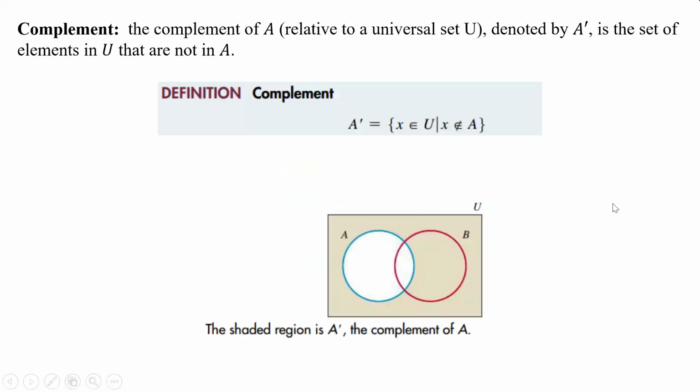Here we've got the complement. The complement of A, relative to a universal set U, is denoted by A with a prime sign or an asterisk, and it's a set of elements of U that are not in A. So A complement is equal to the set of X such that X is an element of U and X is not an element of A. If A originally contains everything in the circle A, then the complement is everything outside of that. So A is in here, and the complement of A is everything out there. It includes the stuff in B and everything else in the universal set. That's how the complement works.